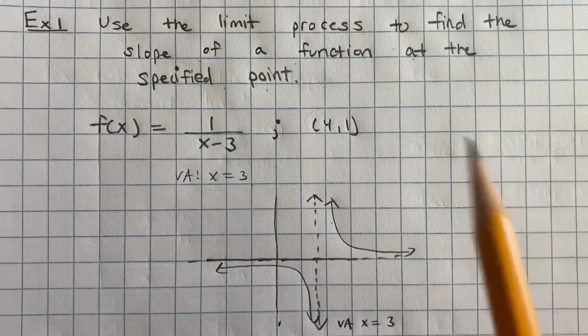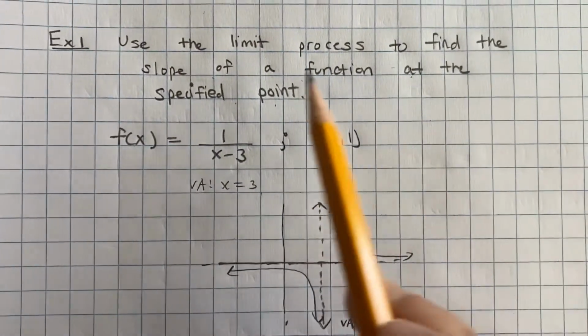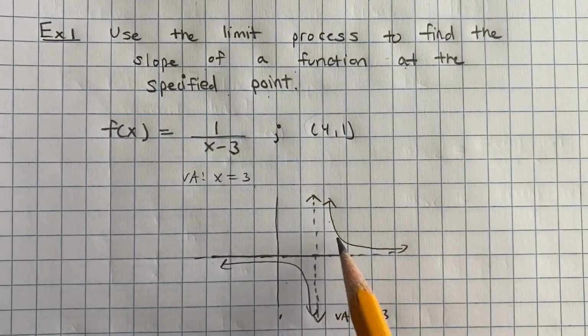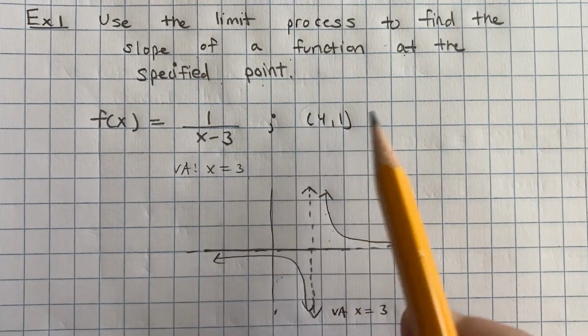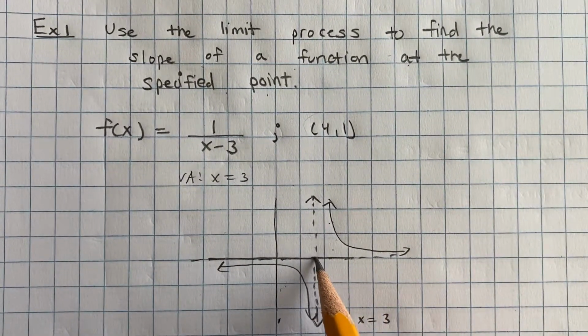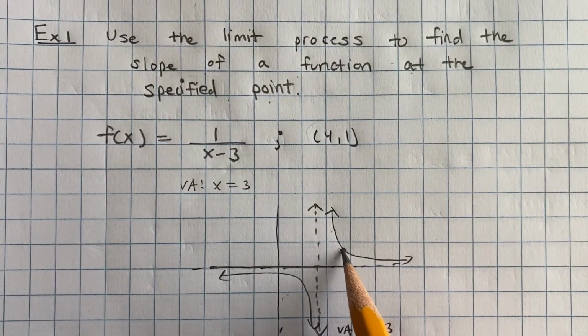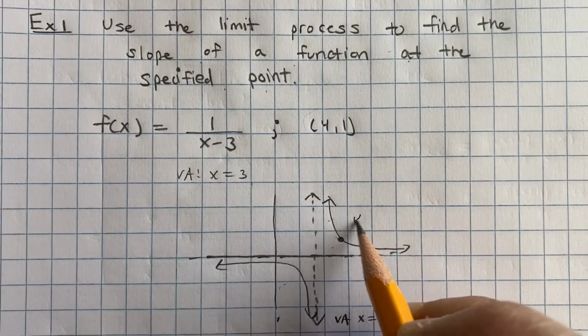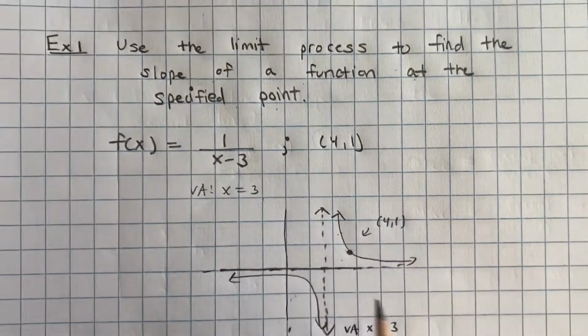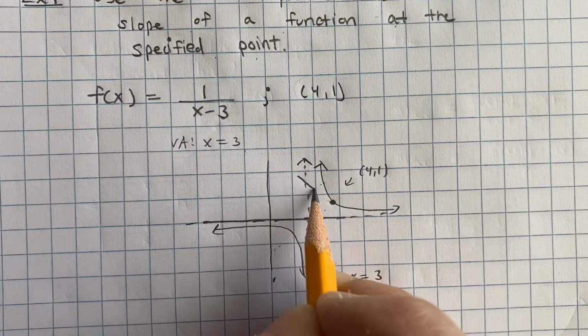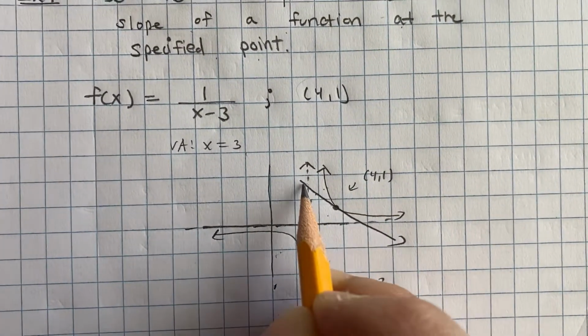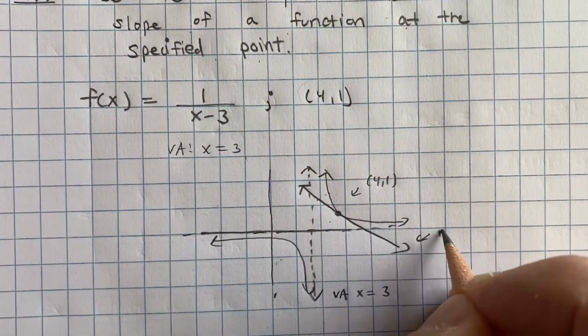And what is the question asking? It says use the limit process to find the slope of this function f of x at the point (4, 1). If this is 3, then (4, 1) may be somewhere over here. So there's my point (4, 1). And what am I asked to do? I'm asked to calculate the slope. What is this slope?